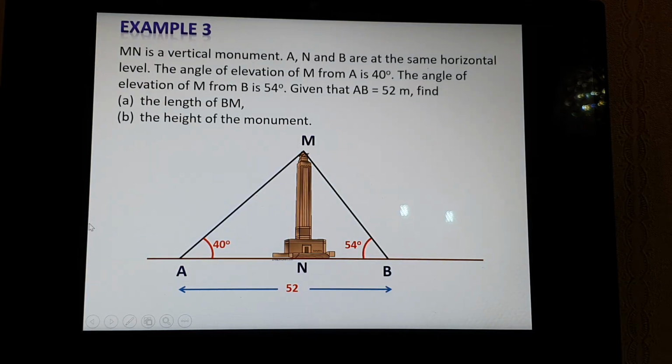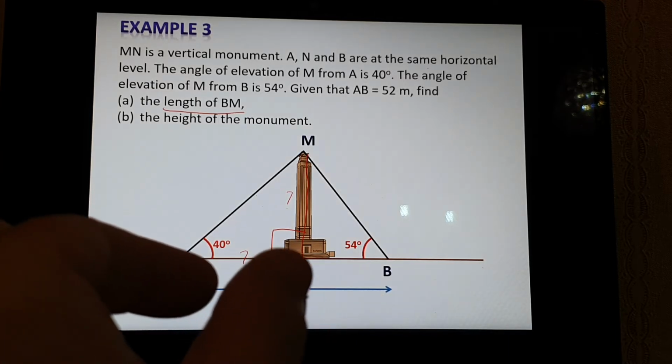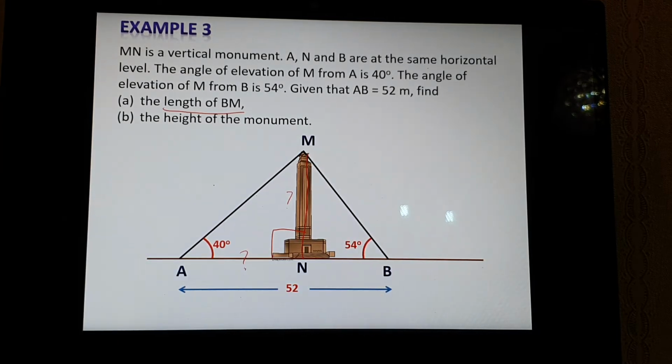If you try to use this right angle, are you able to find anything? Cannot, because you don't know this, and you also don't know this. Hey, this 52 is not AN. This 52 is this whole length. So you don't know anything, and you cannot find anything.